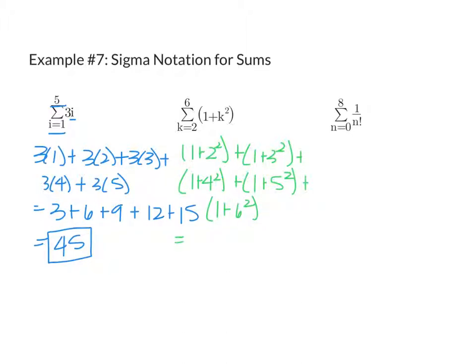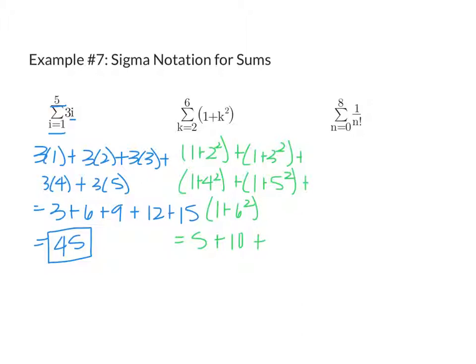That will give you as an answer 2 squared is 4. For the first one, 2 squared is 4, and 4 plus 1 is 5. Plus, on the second one, 3 squared is 9, 9 plus 1 is 10. Plus, on the third one, we have 4 squared, which is 16.